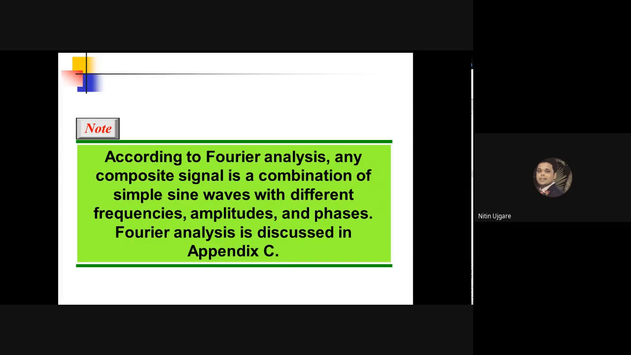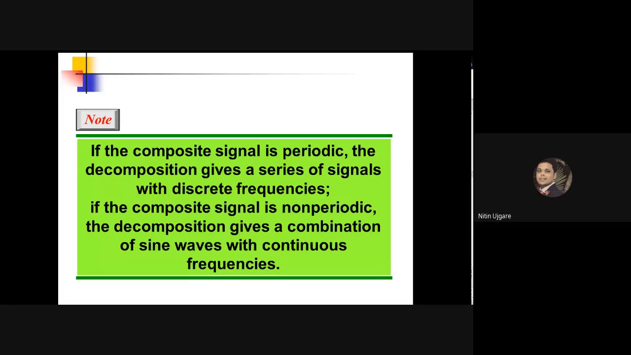According to Fourier analysis, which we are going to learn in the upcoming sessions, don't worry, any composite signal is a combination of simple sine waves with different frequencies, amplitudes, and phases. So if the composite signal is periodic, the decomposition gives a series of signals with discrete frequencies. And if the composite signal is non-periodic, then the decomposition gives a combination of sine waves with continuous frequency.